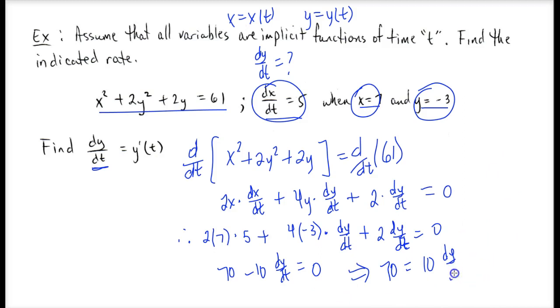So make sure that that's t and not x. And then, of course, if we divide both sides by 10, we see that our final answer is dy over dt is equal to 7. So our rate of change for what we see here is just 7.